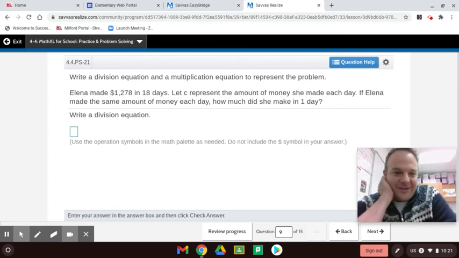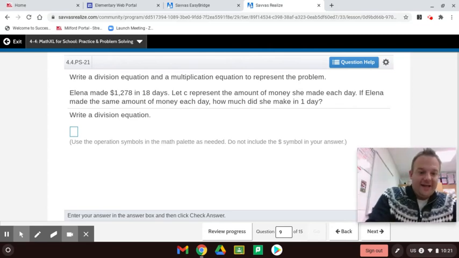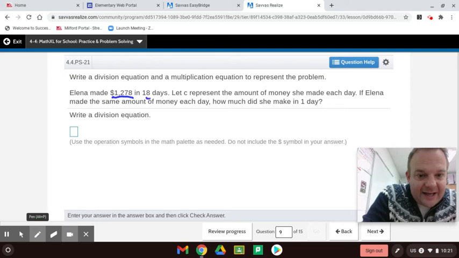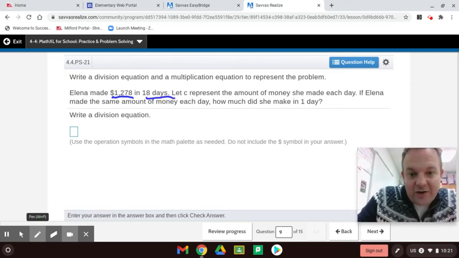Write a division equation and a multiplication equation to represent the problem. Elena made $1,278 in 18 days. Let C represent the amount of money she made each day. If Elena made the same amount of money each day, how much money did she make in one day? All right, so let's talk about this. This is in 18 days. We want to know one day, and we want to have our answer be C.